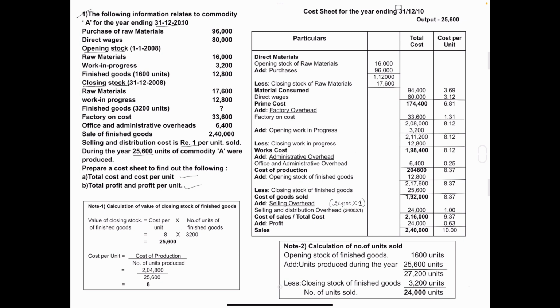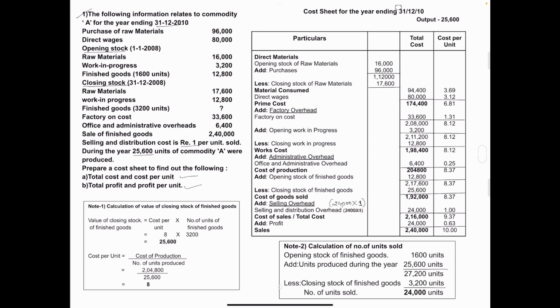So certain information they have given related to opening stock of raw material, factory overhead, administrative overhead, selling overhead. So by taking all these items information, we have to prepare the cost sheet for the year ended 31st December 2010. Now we'll start the solution.